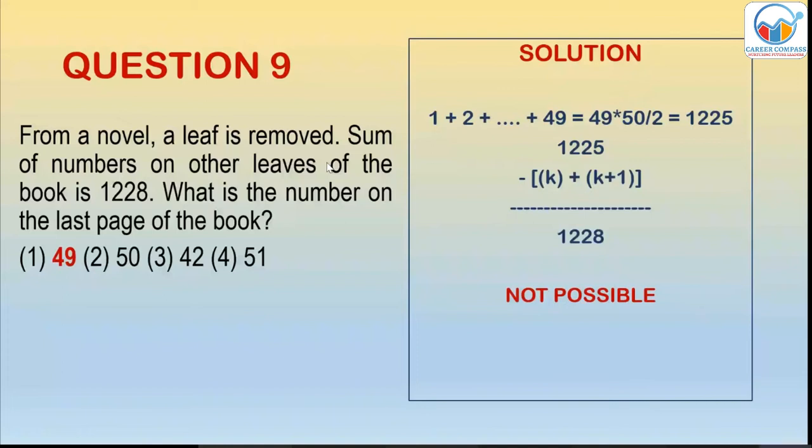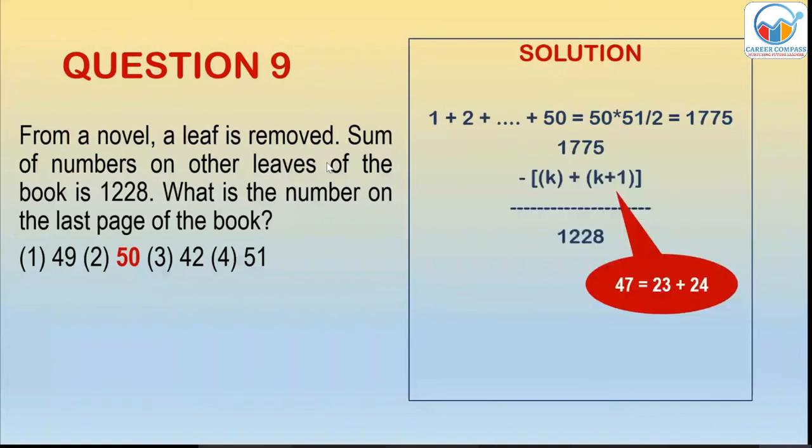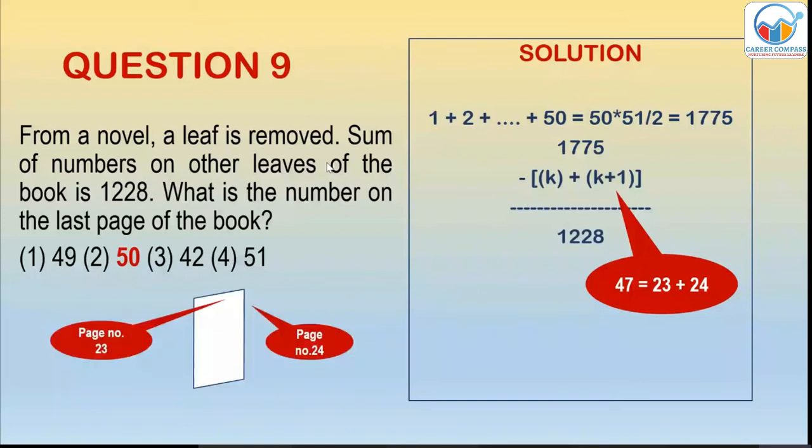Looking at the next option, if 49 is not possible, of course any number lesser than that will also not be possible, because the similar thing will appear. So 42 is also eliminated, so we are left with option 2 and option 4. Let's see option 2. If I add the numbers, I get 1775. If I subtract 2k plus 1, I get 1228. It's possible, because in that case, the page numbers removed were 23 and 24, which sum up to 47, right? So this will be our answer.